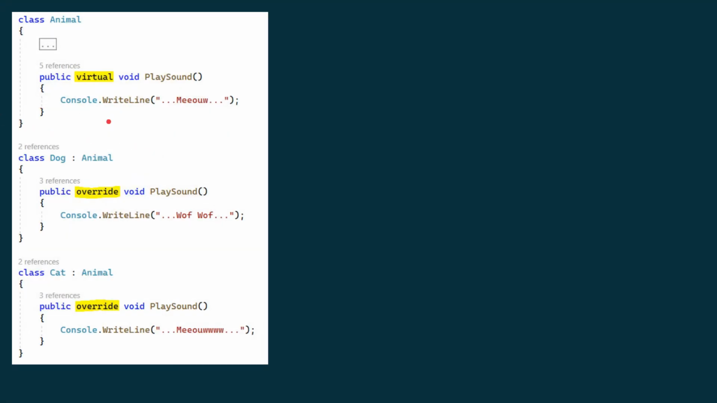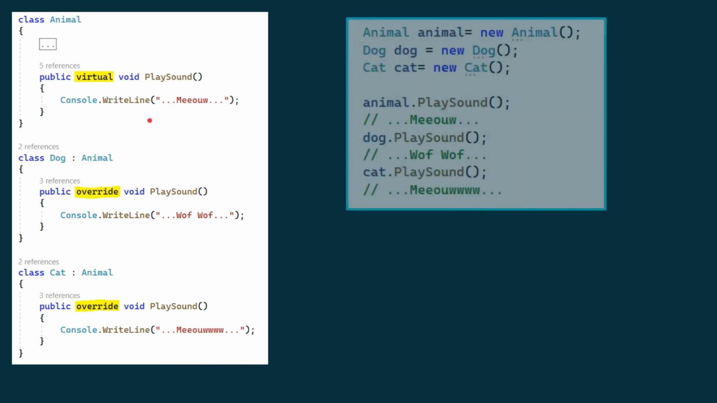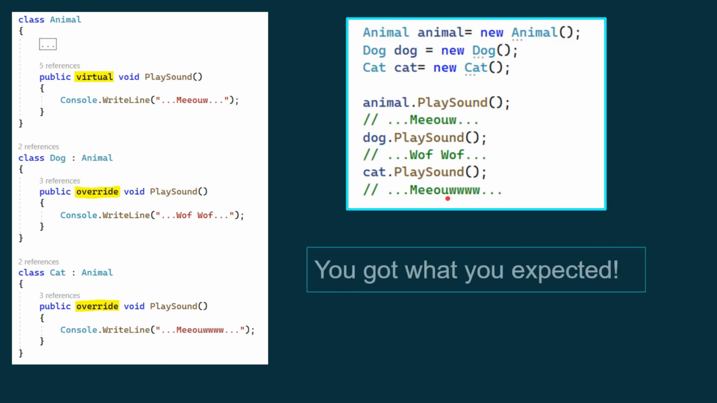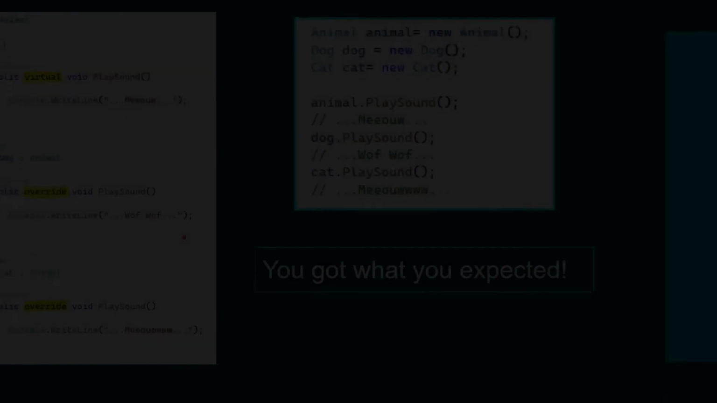So here we use the virtual keyword and the override keyword to change the behavior of a method that we inherit from the base class. Now the content of the PlaySound method is different from the base class. Let's see. Animal PlaySound meow, Dog PlaySound woof woof, and Cat PlaySound meow. So this is what we wanted and what we expected.